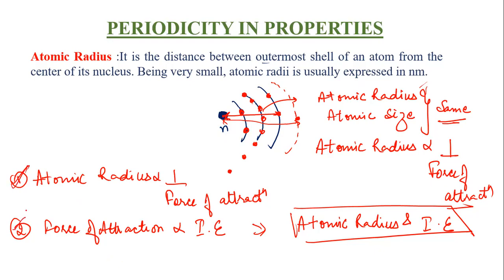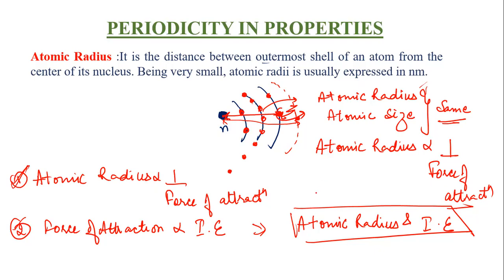Now this second point that we have already covered, that the force of attraction is directly proportional to ionization energy. How? If in this electron there is more force of attraction, I need to give more amount of energy to remove that electron. So the more the force of attraction, the more the ionization energy. Now you know the relationship between force of attraction and atomic radius, and the second relationship we have studied is between force of attraction and ionization enthalpy.